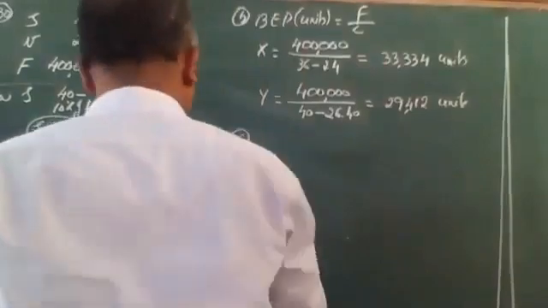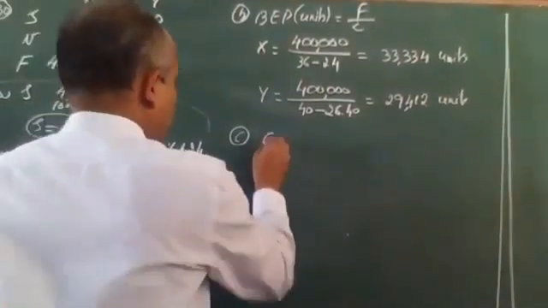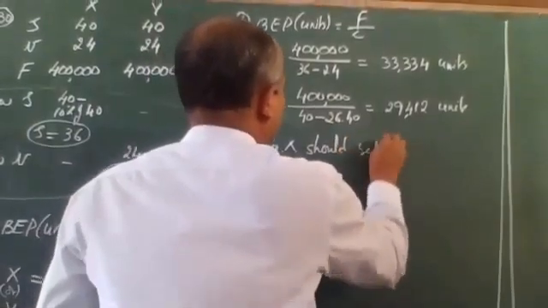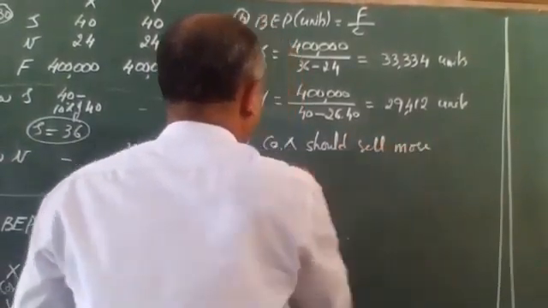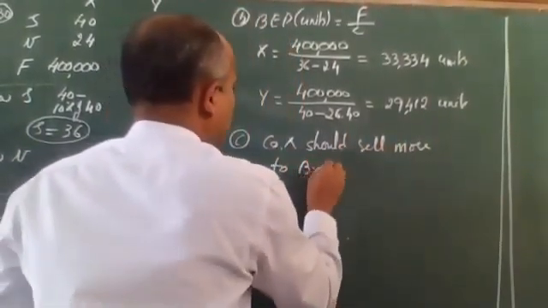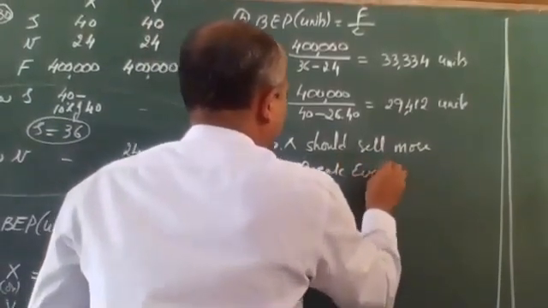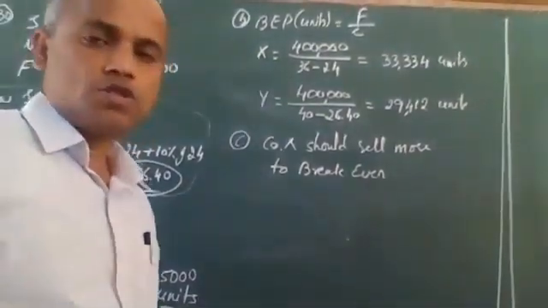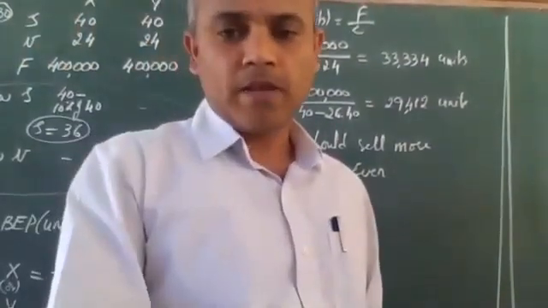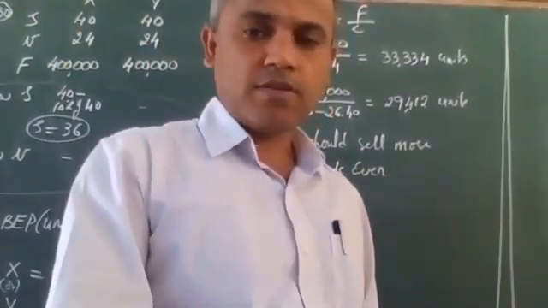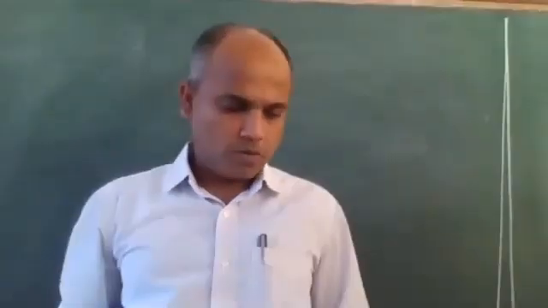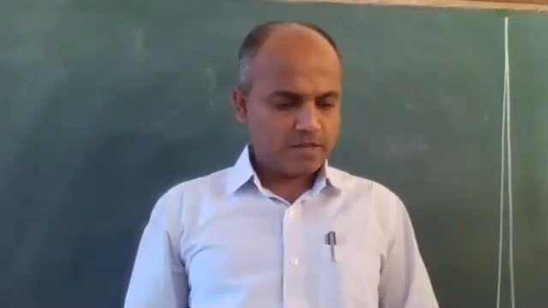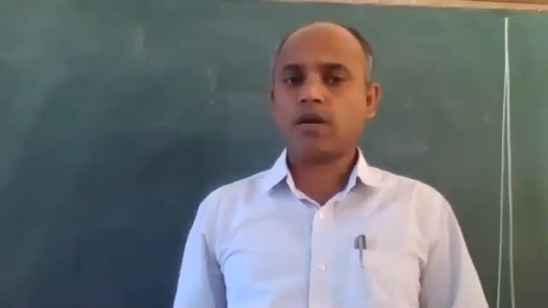So this third bit, company X should sell more to break even. Company X should sell more to break even. That is the question number 30. So let's go for the next question. This is question number 31.